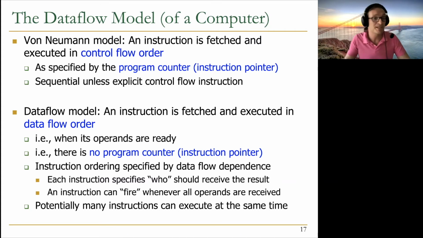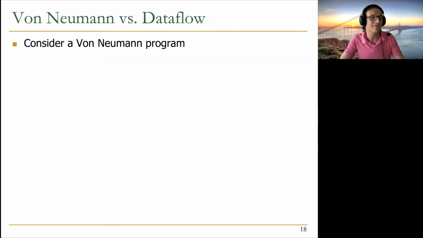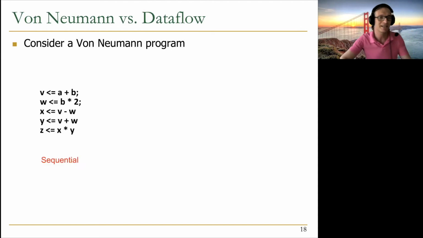And this happens based on the availability of their data, and this depends on when their data becomes available. So potentially you can have tens of thousands of instructions executing concurrently, right? Because you're not limiting the instruction execution arbitrarily by a program counter. Essentially, because of this, it's inherently more parallel. And hopefully you can imagine that also right now. But let's take a look at a very simple program to begin our discussion.